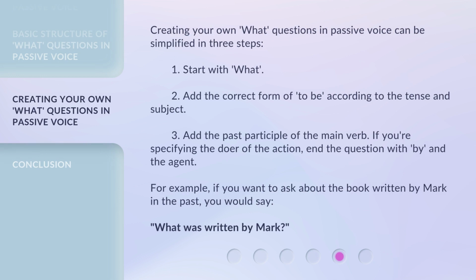Creating your own what? questions in passive voice can be simplified in 3 steps. 1. Start with what. 2. Add the correct form of to be, according to the tense and subject. 3. Add the past participle of the main verb. If you're specifying the doer of the action, end the question with by and the agent. For example, if you want to ask about the book written by Mark in the past, you would say: what was written by Mark?